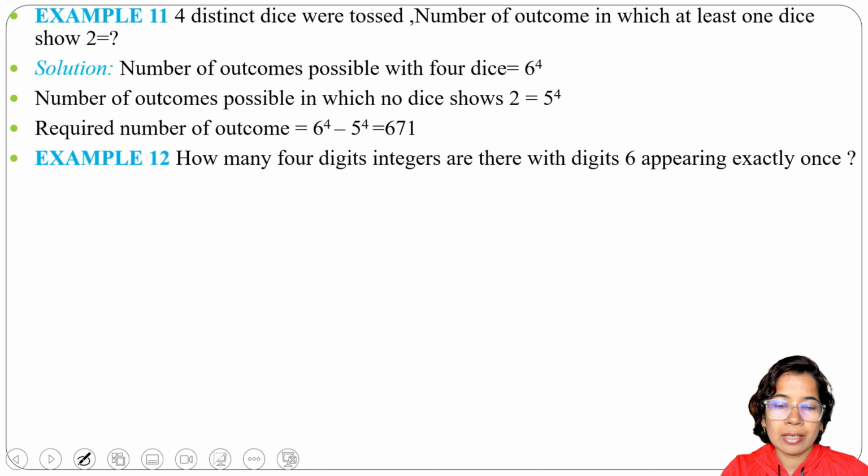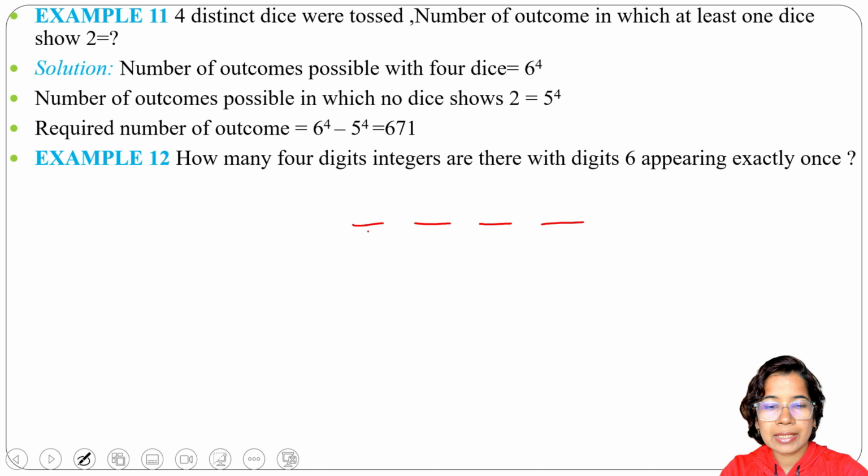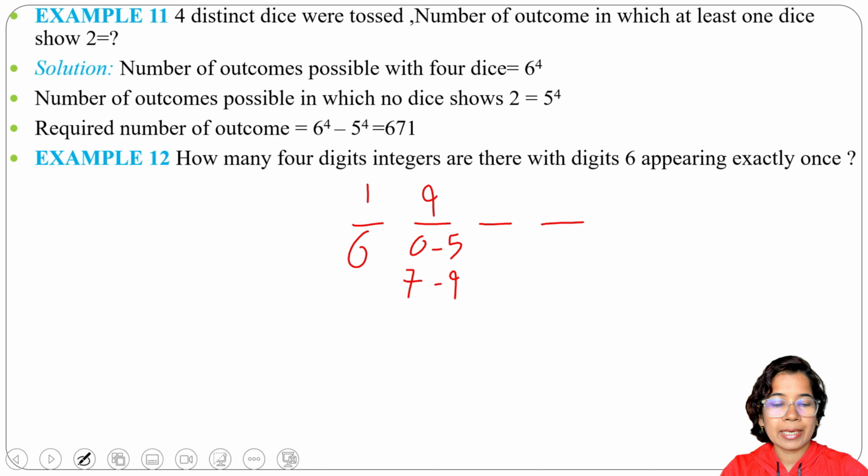Next, example 12. How many 4-digit integers are there with digit 6 appearing exactly once? There are 2 cases. In the first case, consider 6 at the first place. So you have 4 digits: 1, 2, 3, 4. The first digit contains 6, then the second, third and fourth can be 0 to 5, then 7 to 9. So for the first place there is 1 possibility, for the second place there are 9 possibilities. In total there are 10 digits, but we are excluding 6.